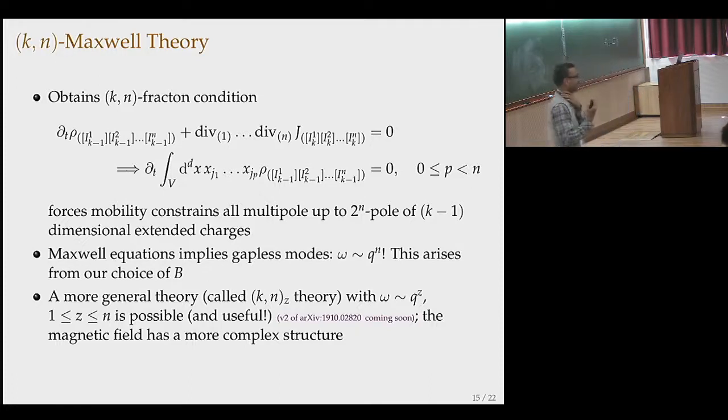That looks a little suspicious. So it turns out that you can define a whole class of theories, which we call kn with a subscript z theories, each with whatever dynamical exponent you want. The trick there is to define the magnetic fields suitably with the appropriate number of derivatives. For that, you need slightly more baggage. You need something called kn z tensors, which is done in the paper, and so I will not get into that.